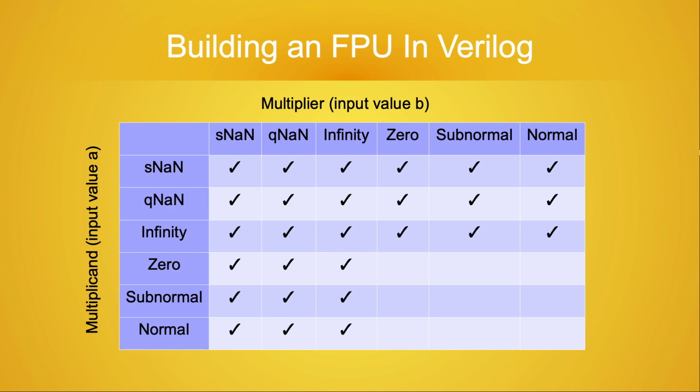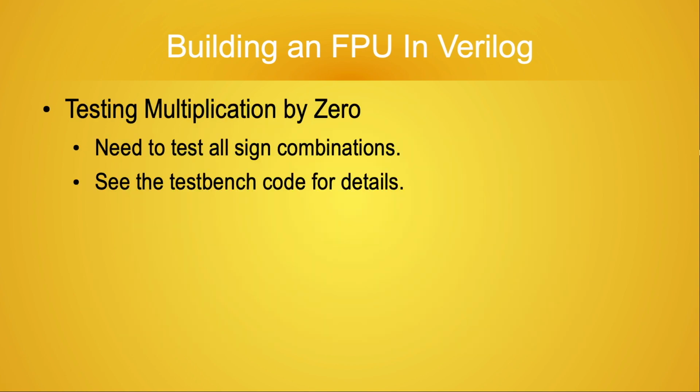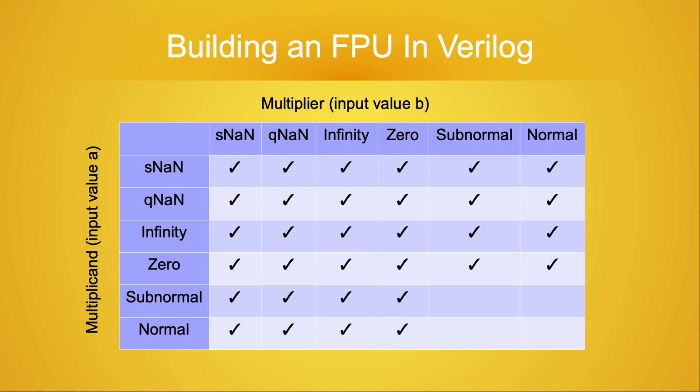This is our updated table of completed test cases. For the next 5 boxes in our table, where we're multiplying 0 times 0, 0 times subnormal numbers, and 0 times normal numbers, we need to test for all combinations of positive and negative multiplicands and multipliers. This is a total of 20 different test cases, and they're pretty straightforward, so I'm not going to include the test code here. To see the code for the test cases, have a look at the code from the GitHub repository. Our updated completion table is this.